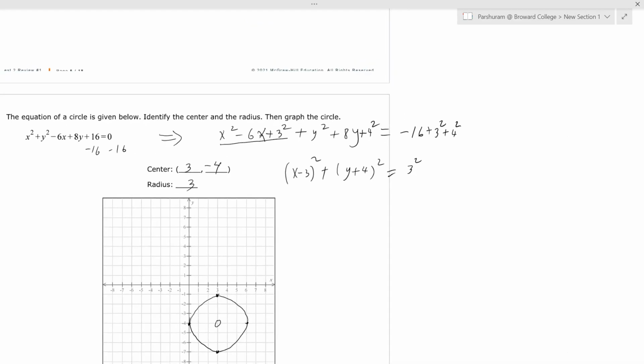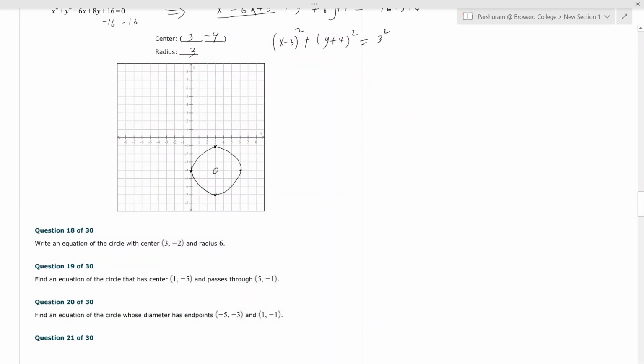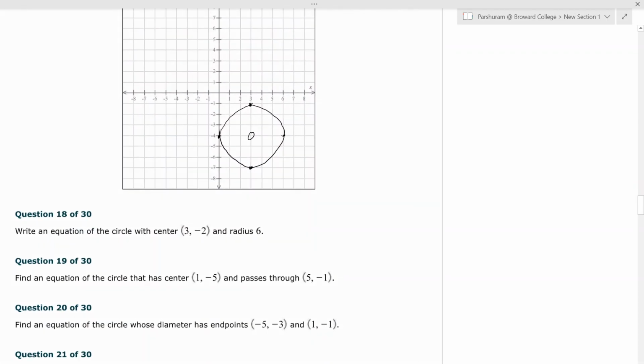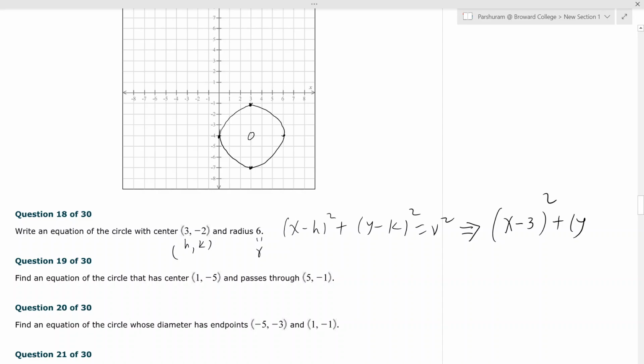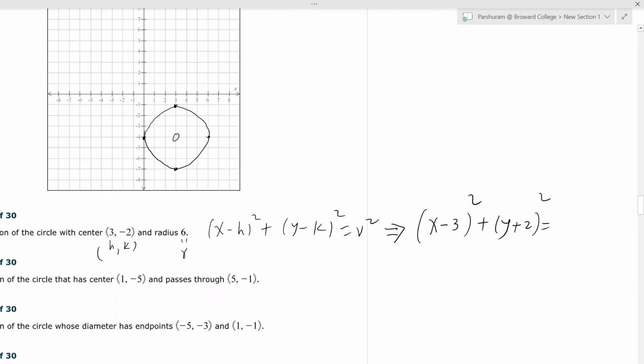And that's problem 17. Let's go to the next problem, problem 18. Write an equation of the circle with center 3 comma negative 2 and radius 6. So we're going to use the standard equation, x minus h squared plus y minus k squared equals r squared, where this center gives us the values of h and k, and this is the radius. So if I plug in h, k and r here, it would be x minus 3 squared plus y minus minus 2, that would be y plus 2 squared, finally equal to 6 squared.